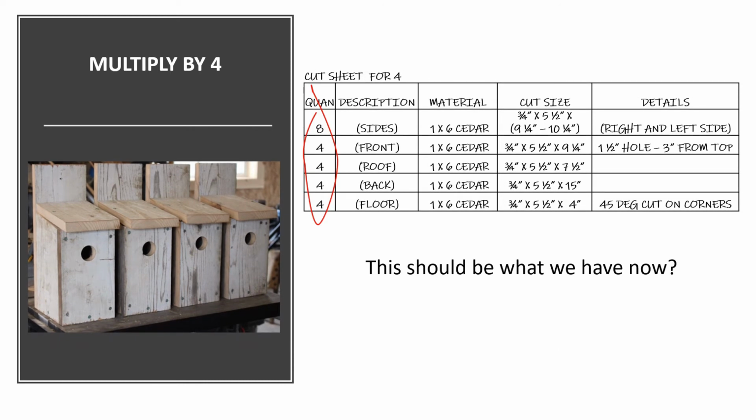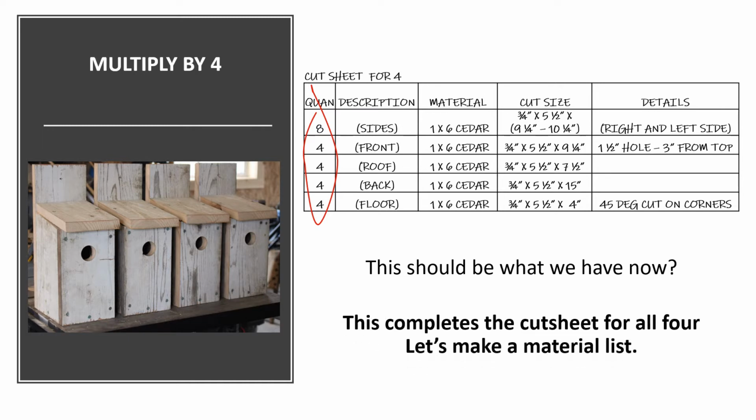All right, now that we've finished, this should be what you got. Double check yours, see if they're the same as mine. I know I'm not wrong. If you got it, this completes the cut sheet for 4. Now we're going to go on to the next part.